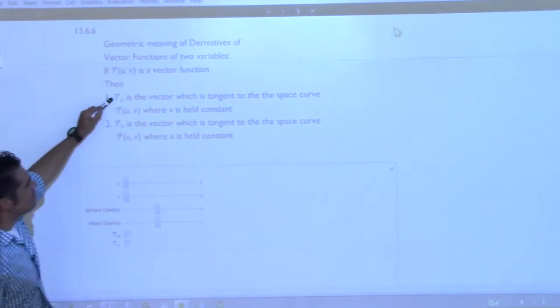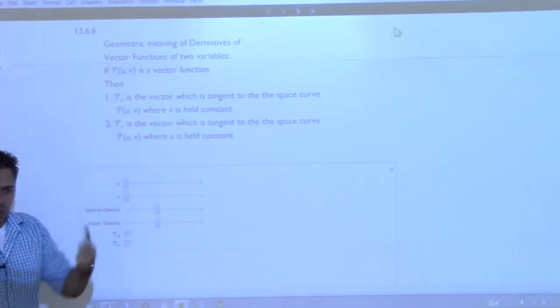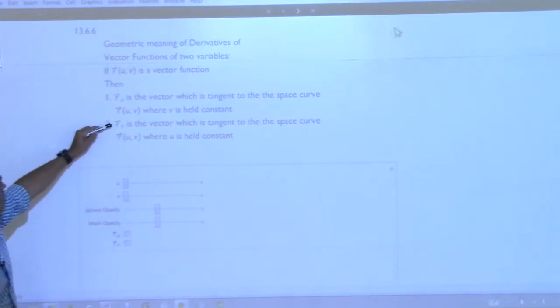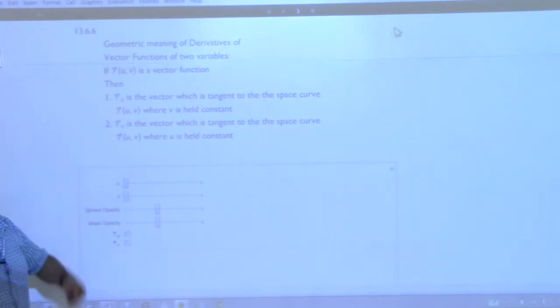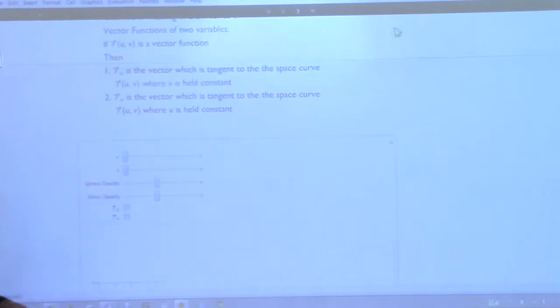So this is the partial of r with respect to u, you're holding v constant. And then the other one, r subscript v, you're holding u constant, taking the derivative. But what is it going to give you geometrically?